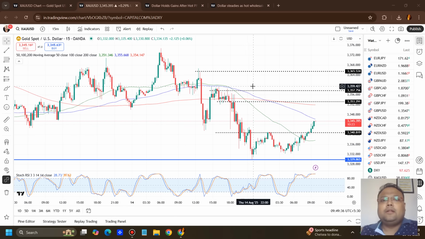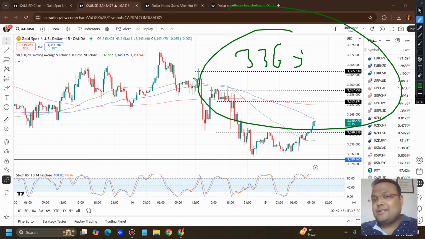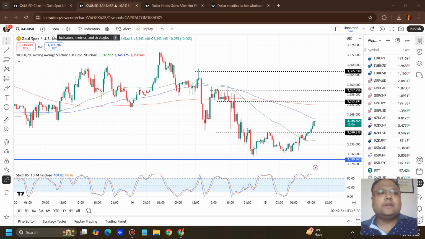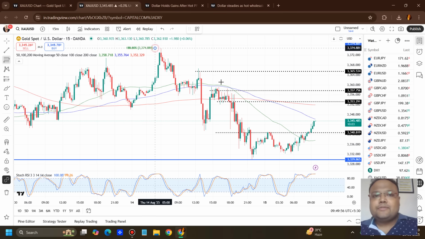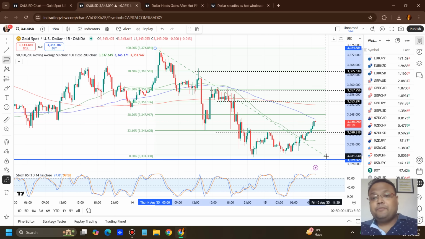Then you can also look for a selling opportunity around 3365. So 3365 is also a good level to sell because the market started falling. It should act as a resistance. 3363, 64, 65, 66, this is a resistance zone. So we have seen price action and all.